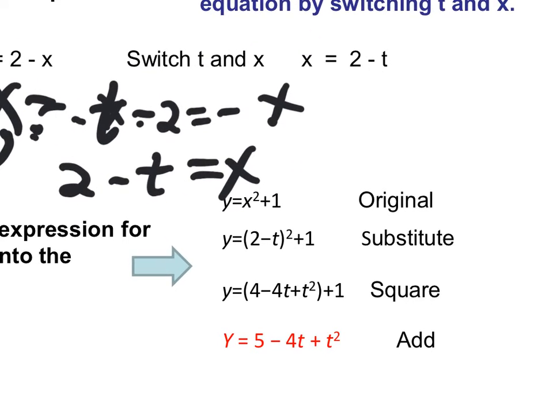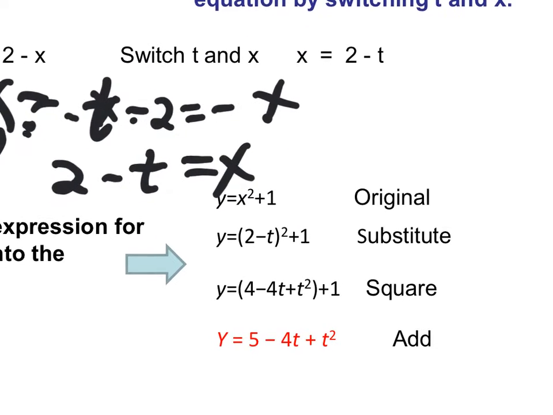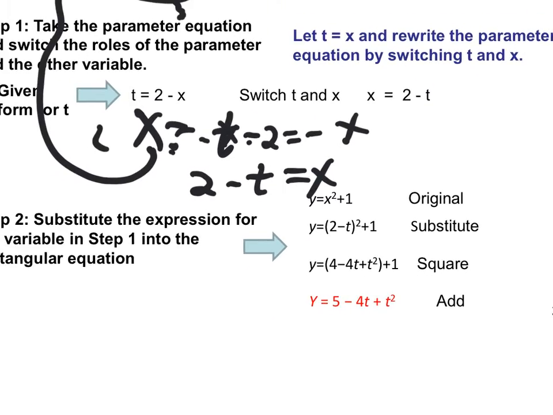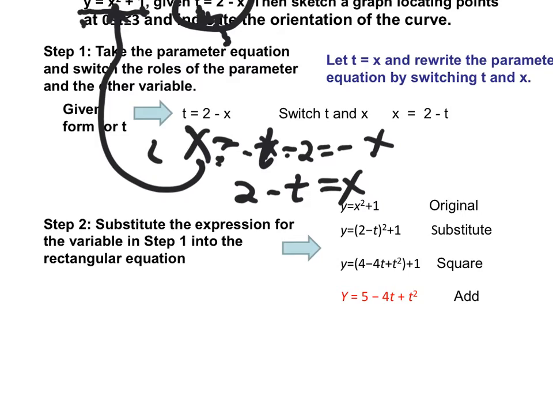I'm trying to figure out how much different that changes my answer. Yeah, it says right here, switch the parameter and the other variable. Yeah, he just switched them. Why do I always want to say parameter? I know, I've heard you say that before.